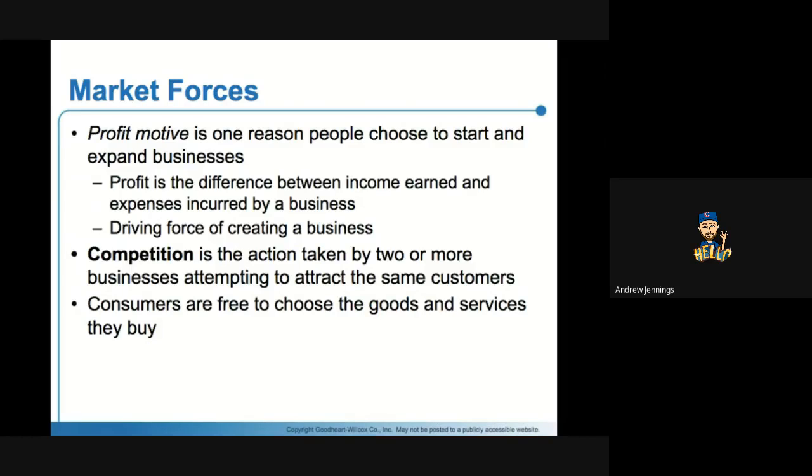So competition is important because you and I, when we go out to buy something, we're free to choose to buy whatever goods and services we want. So a lot of times people make decisions on what's cheaper. If I go to the store and I see that this brand of granola bars is cheaper than this brand of granola bars, I might decide to buy the cheaper brand of granola bars. And that's where competition comes into play with consumers.